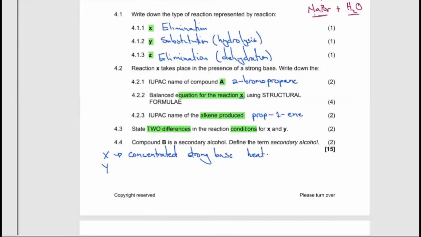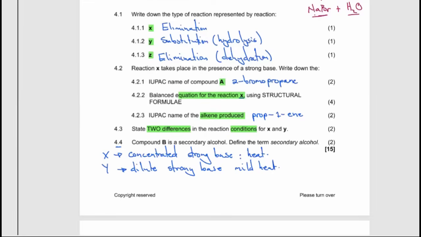But for Y, what happens is that we are going to have a dilute strong base. Can you see the one is concentrated and the other one is just dilute, right? So instead of using heat, we're going to specify mild heat, like that. So those are the two differences that we can have in terms of X and Y.